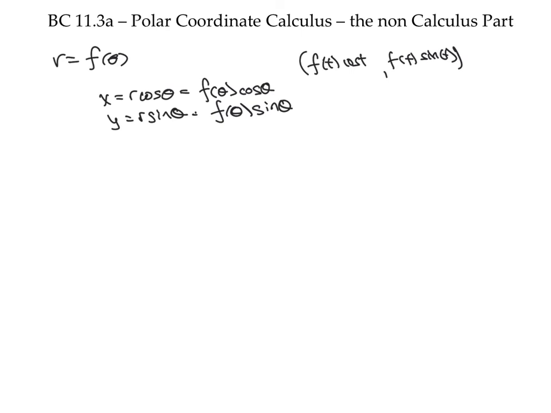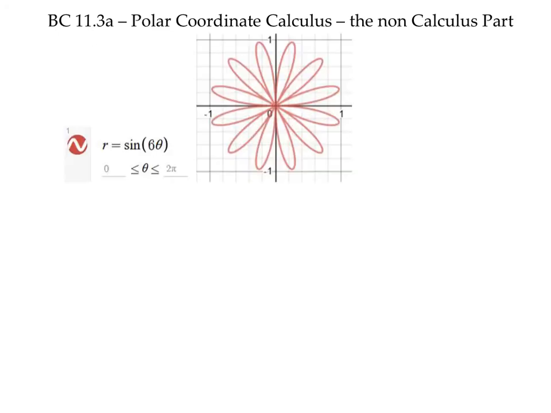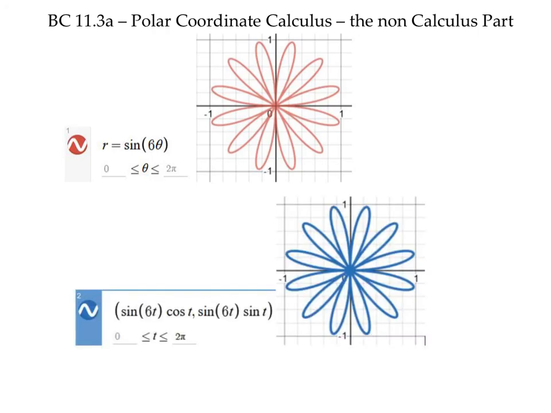Here's a picture of that circle with the 12 leaves done in both polar and parametric form. I got Desmos to graph r equals sine 6 theta, 0 to 2 pi, and then I did what we discussed and put it in parametric mode, and here's the second graph. This time, as we mentioned, I did it in parametric mode, sine 6t cos t, sine 6t sine t, identical graph. Sometimes that can be useful.